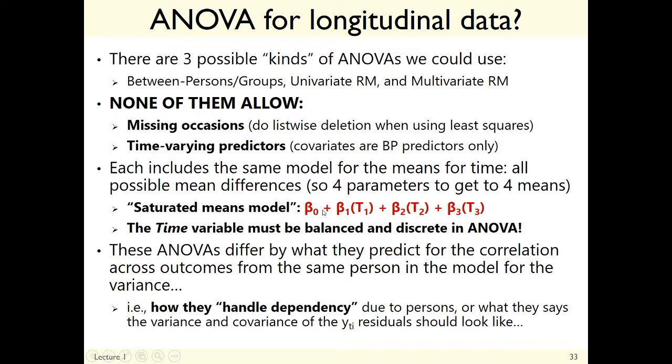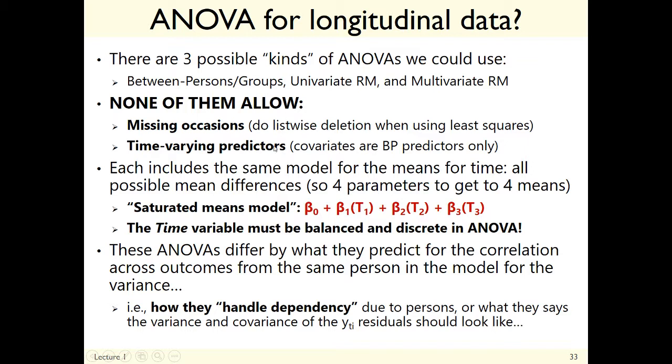Time in ANOVA is balanced. ANOVA fits what is called a saturated means model, meaning that it estimates as many parameters as you have occasions. So what you would get as a main effect of time, for instance, if you have 4 occasions, would take 3 degrees of freedom to create all possible mean differences. That requires you thinking about time in this discrete and balanced way. There's no room here for time 2.5 or time 3.5.